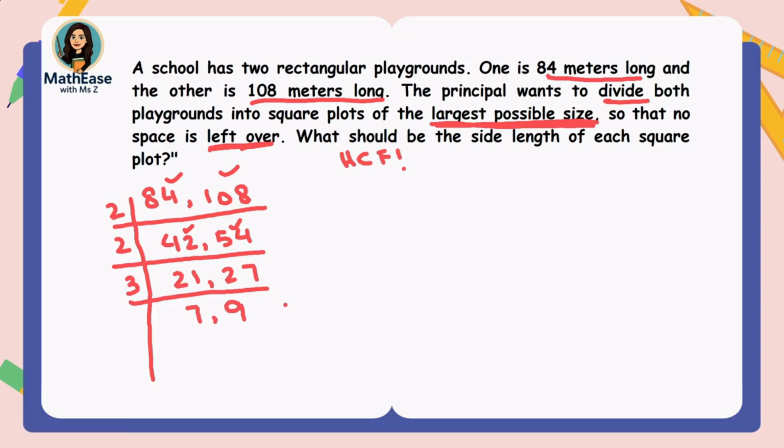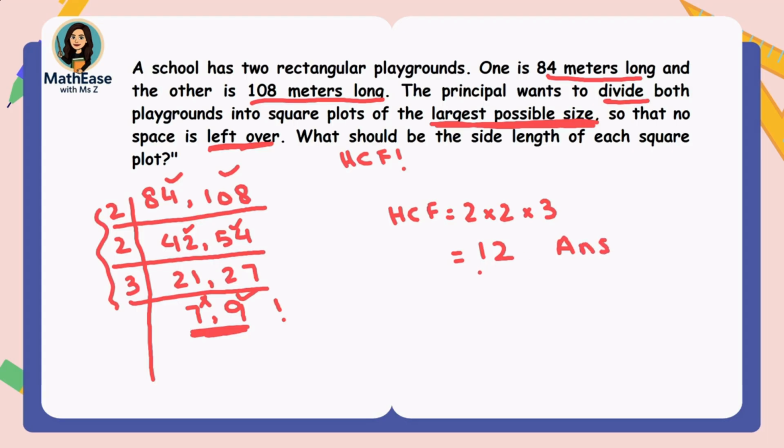Now we have to stop here because even though 9 can be divided by 3, 7 can't. And unless both numbers are divisible by the same prime number, we have to stop. So now you know the drill. Time to multiply the numbers on the left. So the HCF is equal to 2 times 2 times 3, which gives us 12. So our final answer is 12, meaning that the side length of each square plot should be 12 meters.